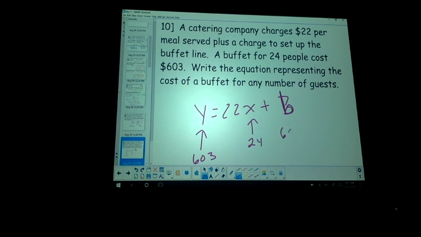Someone have a calculator, please? 22 times 24 is how much? 528. 528, thank you.